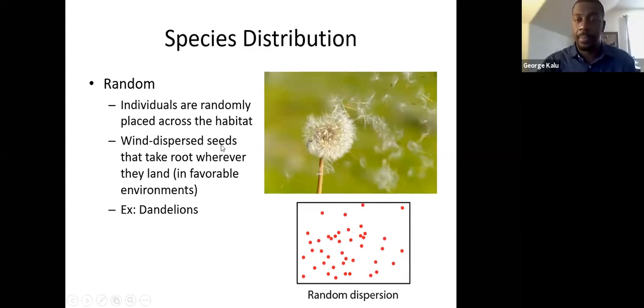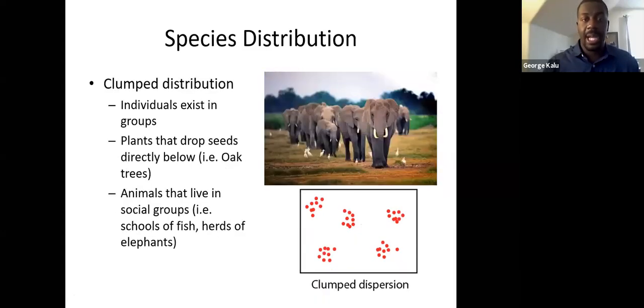So we have individuals that are placed randomly throughout the habitat. That's random. Next one is clumped. Clumped distribution is where we have individuals that usually exist in social groups or live in herds and things like that. For example, here we've got elephants that usually travel in herds. So this would be an example of a clumped distribution.